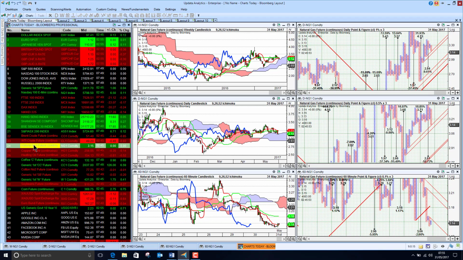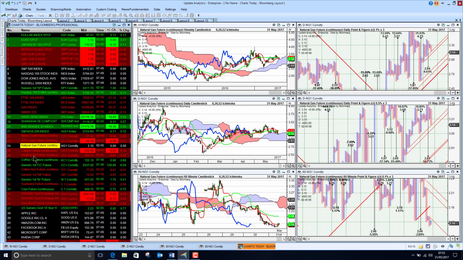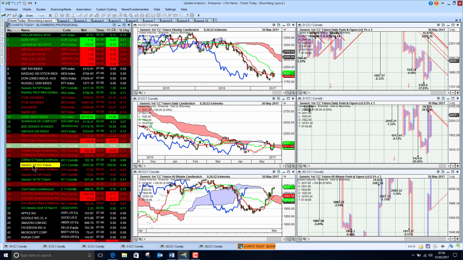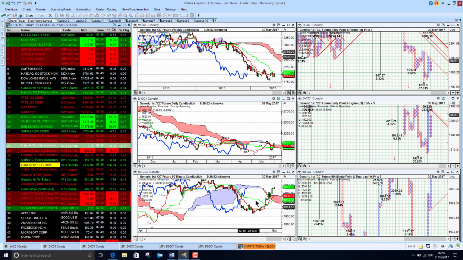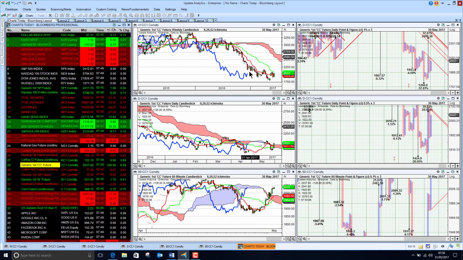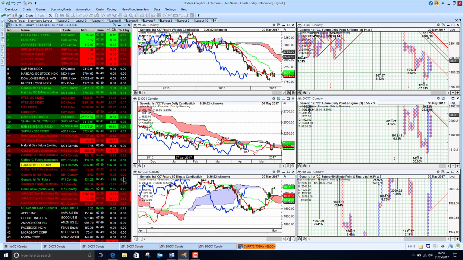US nat gas not looking as good at $3.14. It's fallen away quite significantly. And if we look at some of the softs, we're seeing here that it's quite a mixed picture. Cocoa was up actually quite strongly, up 6%. So we are seeing a bit of a strong performance there, but the medium and long-term charts still not that great.